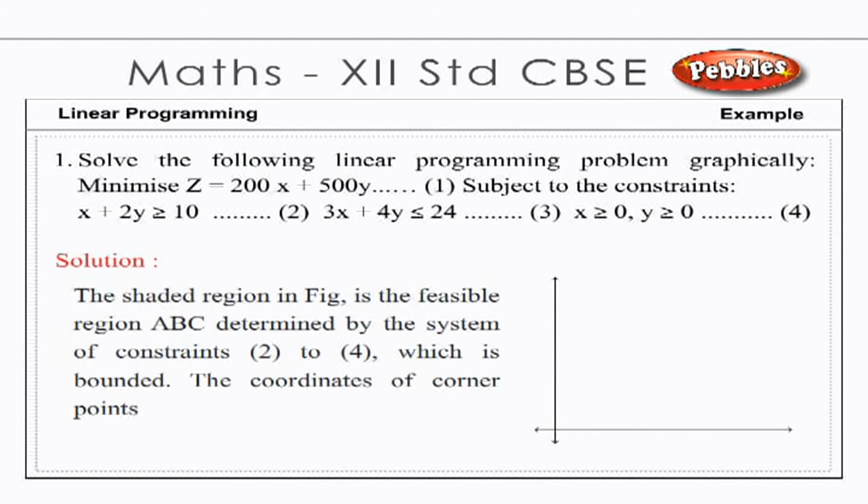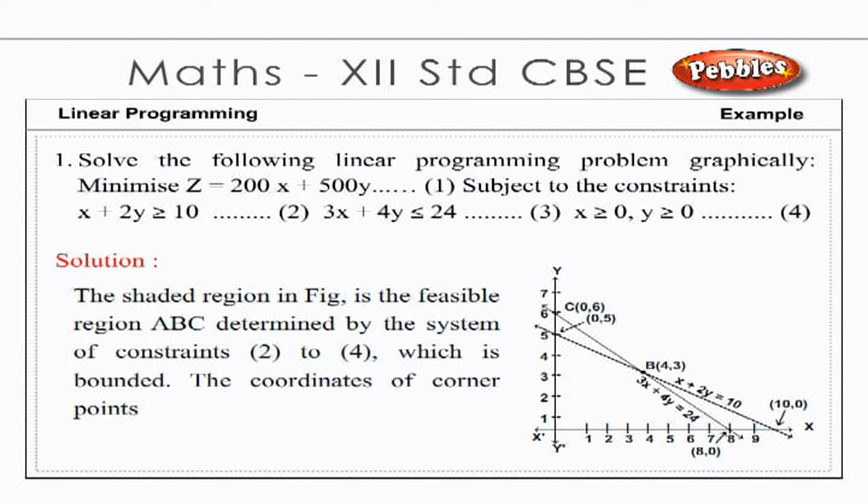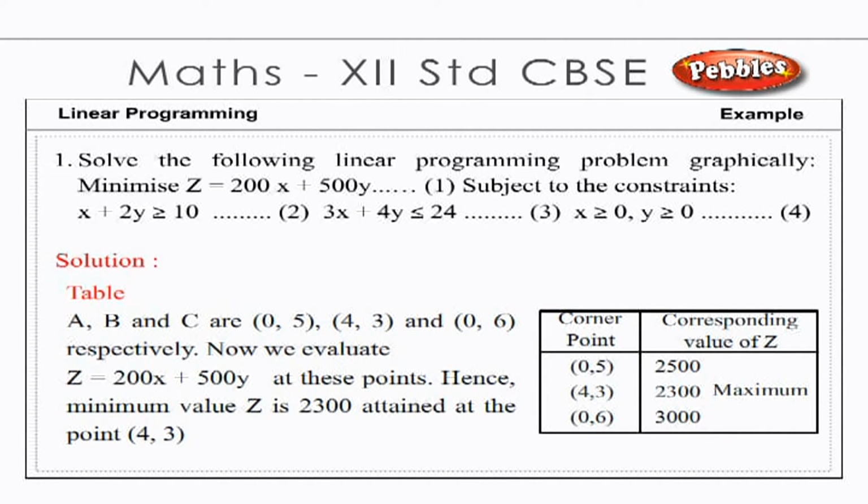Solution. The shaded region in the figure is the feasible region ABC determined by the system of constraints, equations 2 to 4, which is bounded. The coordinates of corner points A, B and C are (0, 5), (4, 3) and (0, 6) respectively. Now, we evaluate Z equal to 200x plus 500y at these points. Hence, the minimum value of Z is 2300, attained at the point (4, 3).